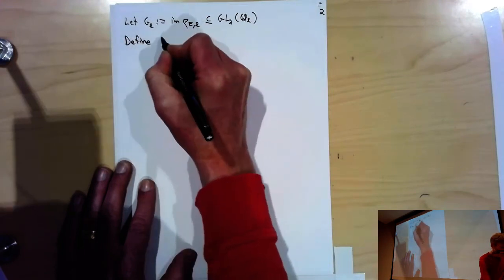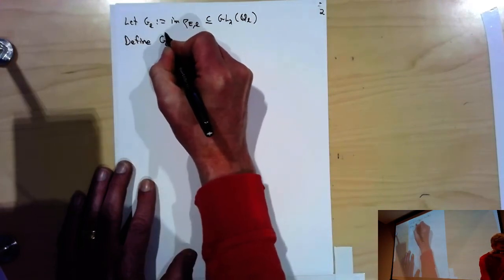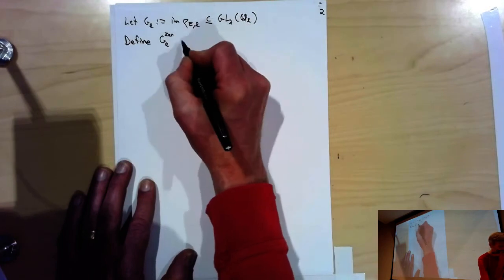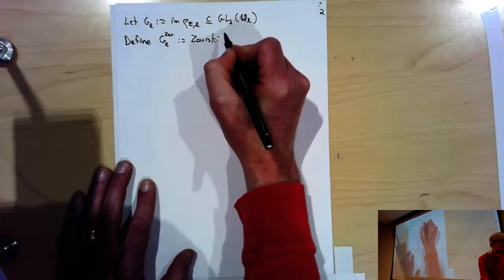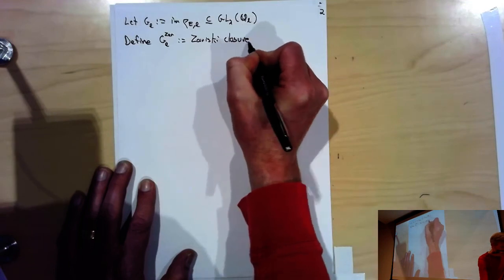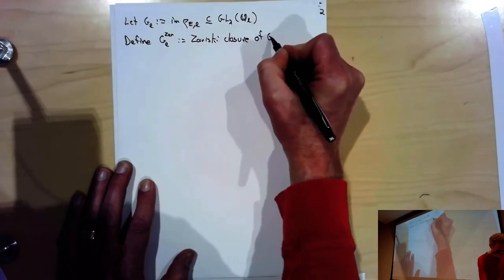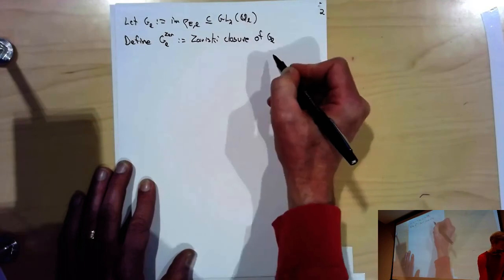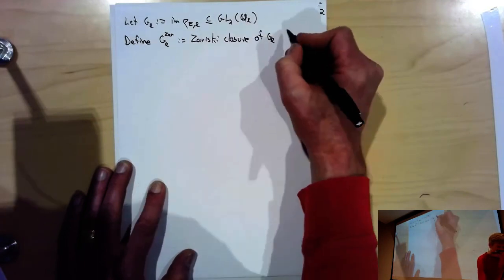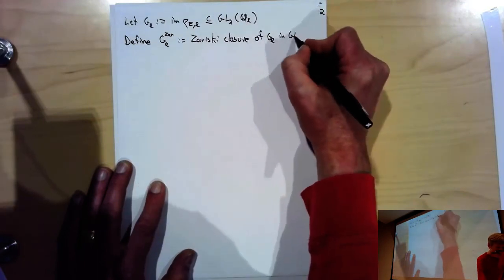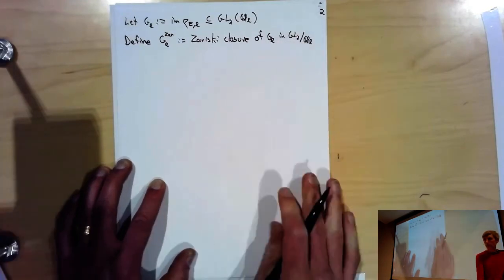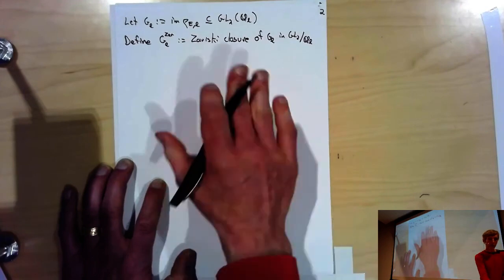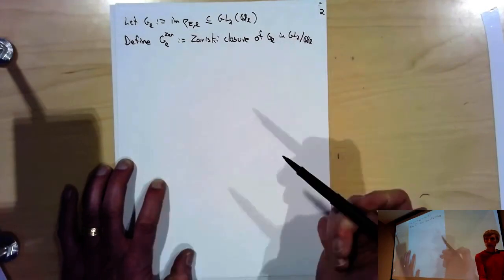So we're going to define G_L with a little Zariski in the superscript. This will be the Zariski closure of G_L, which is just a set, in this algebraic group. So we're thinking of GL2 over QL. Okay, and so for those who might not be familiar with algebraic groups, this is a standard construction.